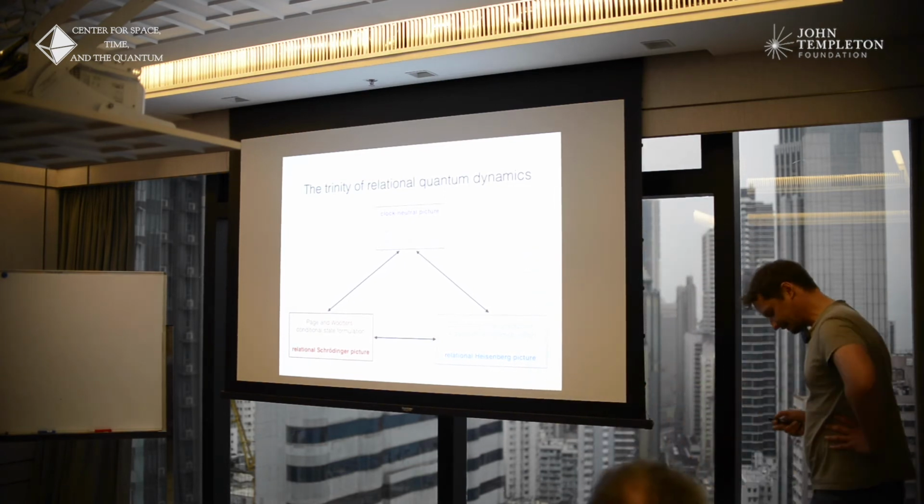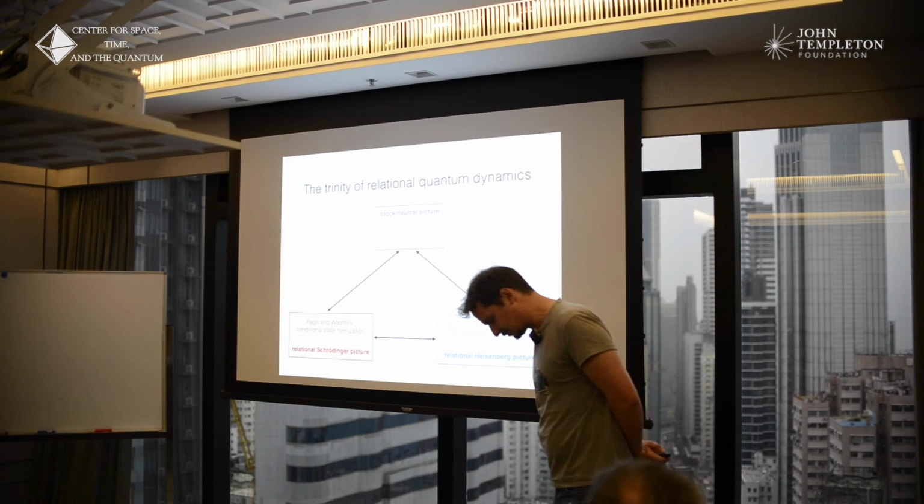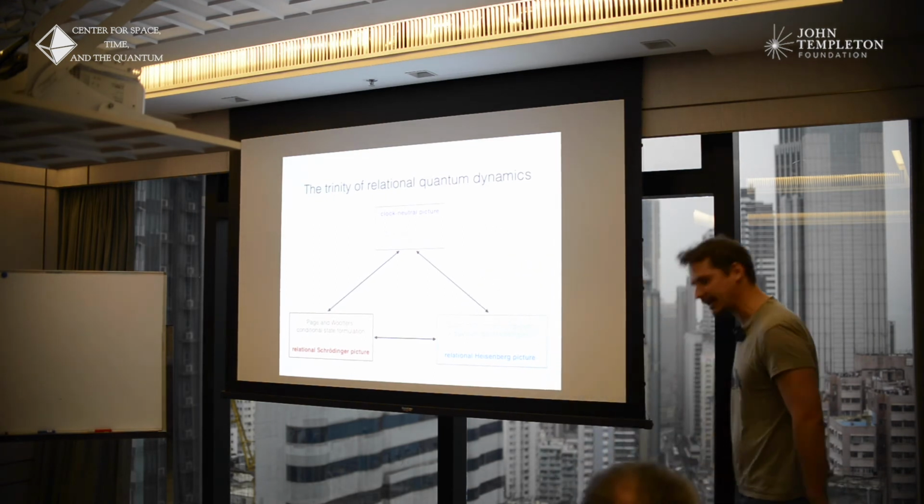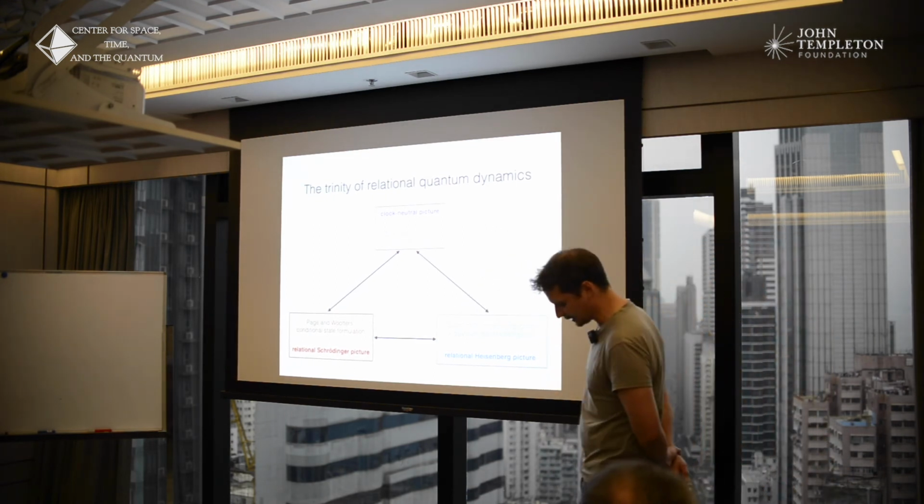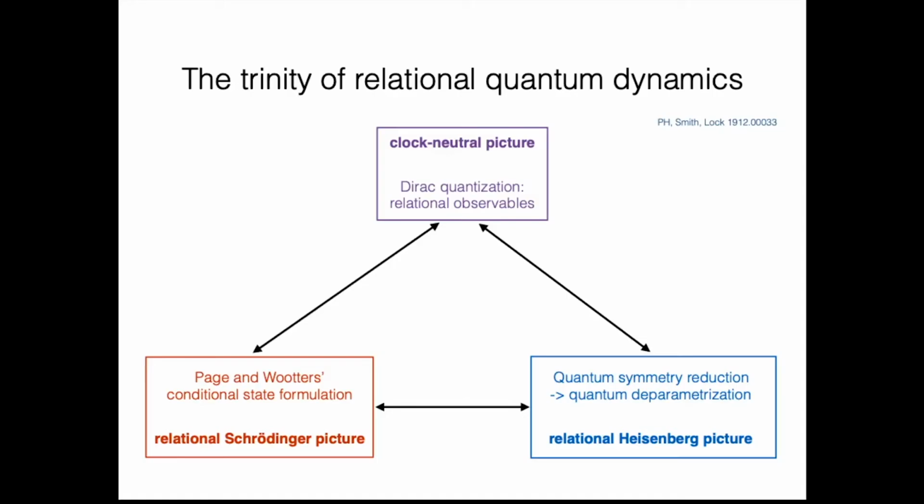Yeah, so using these tools that we've developed, you can also apply that now to relational dynamics and quantum clocks. Let me just briefly tell you about the trinity of relational quantum dynamics. So what is that actually? It's using these quantum reduction maps that we've developed. You can actually prove that different approaches to relational dynamics are equivalent. Let me just mention them here for now.